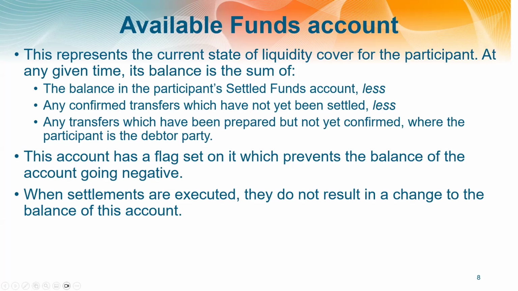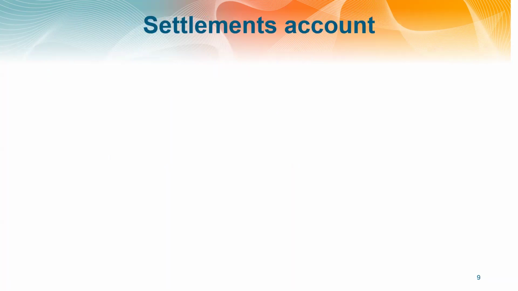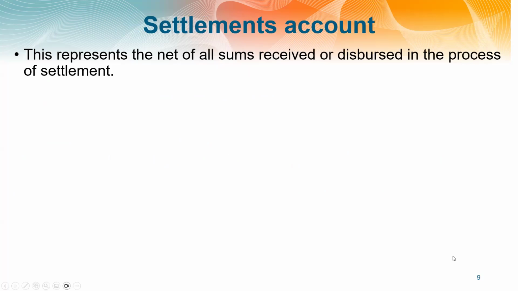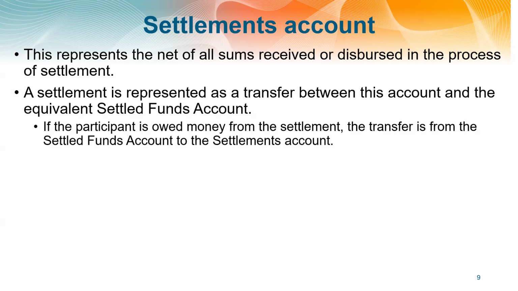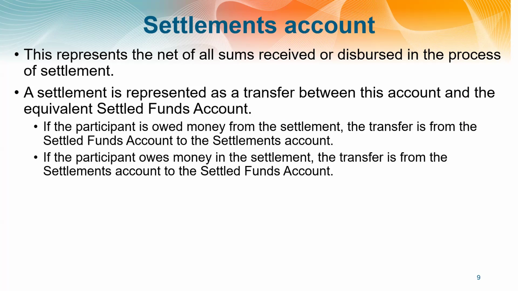And finally, the settlements account, and this just represents the net of all sums which were received or disbursed in the process of settlement for this account. And a settlement is represented as a transfer between this account and the equivalent settled funds account. So if the participant is owed money from the settlement, it transfers from the settled funds account to the settlement account. If the participant owes money, it goes in the reverse direction.